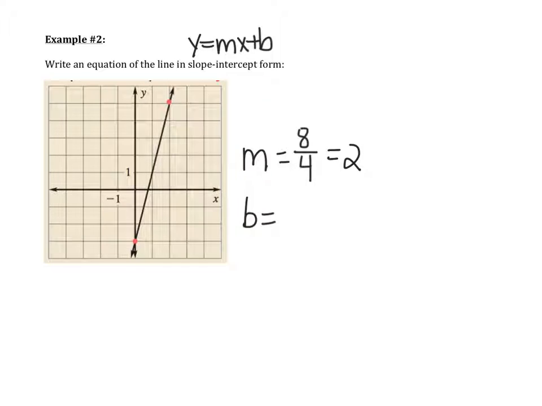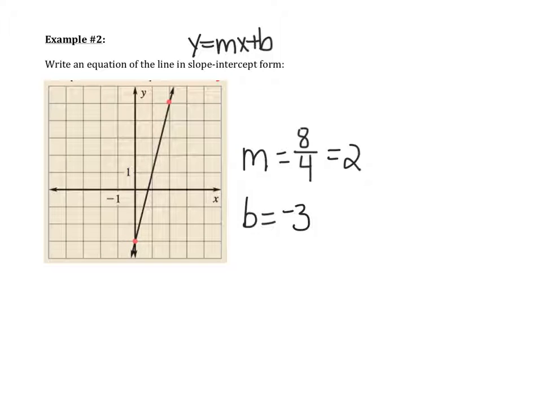I also have to find the y-intercept. Now remember, the y-intercept is the place where the graph crosses the y-axis. So just looking at this graph, I see it crosses the y-axis right here at this point. That would be going down 1, 2, 3 units, so it would be -3 for my y-intercept.